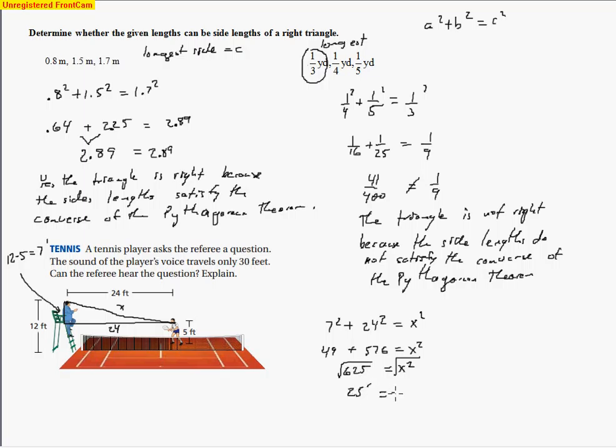So I see that the player is only 25 feet from the referee. Well, the player's voice can only travel 30 feet. That's further than 25 feet. So yes, the referee will hear the player because their distance is less than 30 feet.